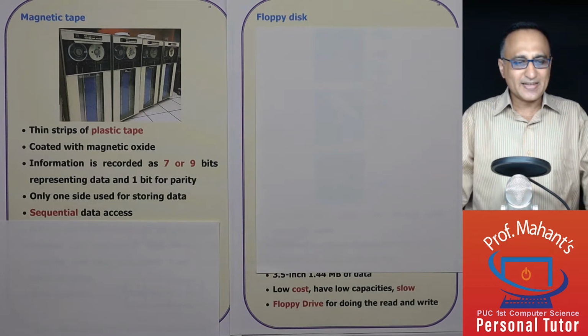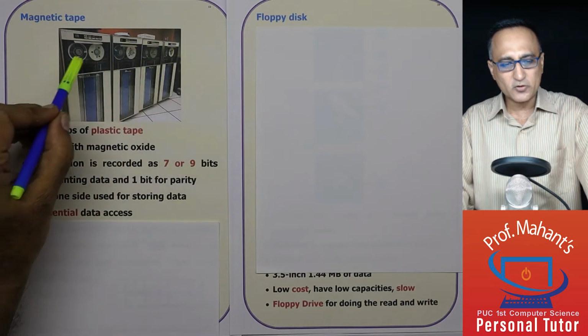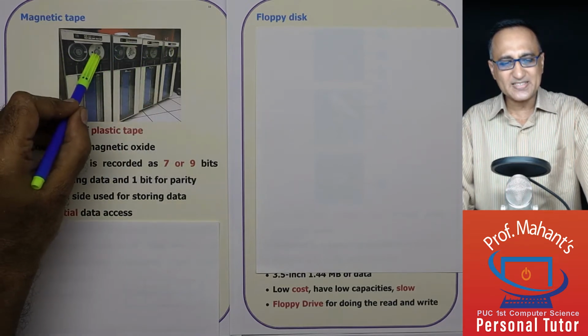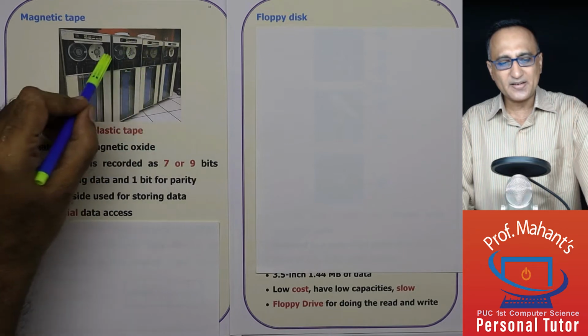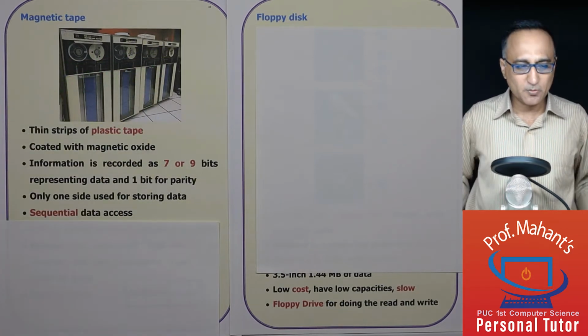So you can think of it like this. This is a roll where the magnetic tapes are rolled. If you see here, it's all rolled, this side is empty. These are all magnetic storage boxes or magnetic tape storage boxes.